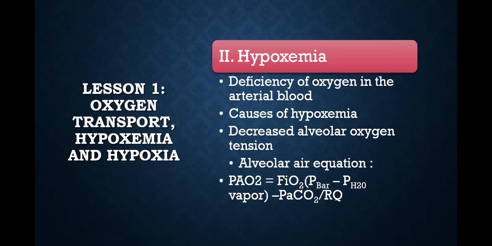Hypoxemia. Hypoxemia, we said, is low oxygen in arterial blood. The main cause for hypoxemia is a decrease in your alveolar oxygen tension or pressure, right, which is the PAO2, the alveolar equation. If the oxygen in the alveoli is low, then the oxygen in the blood is going to be low because that's where the blood picks it up from, the alveoli. If it's not there to be picked up, it's going to lead to low oxygen in the blood. That's hypoxemia.